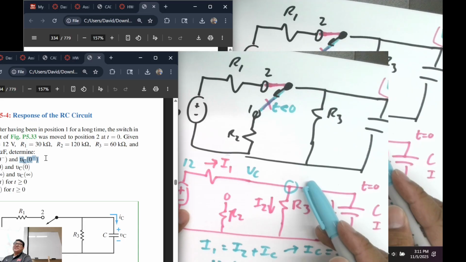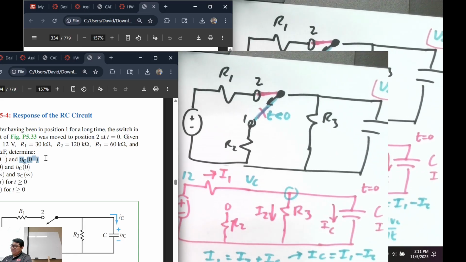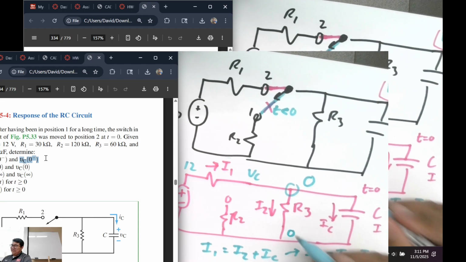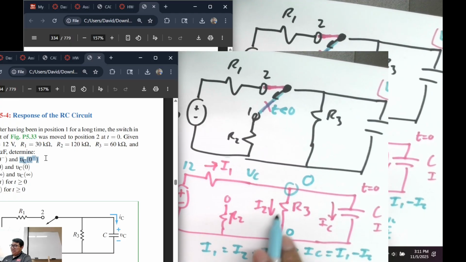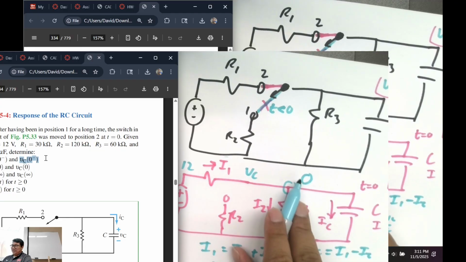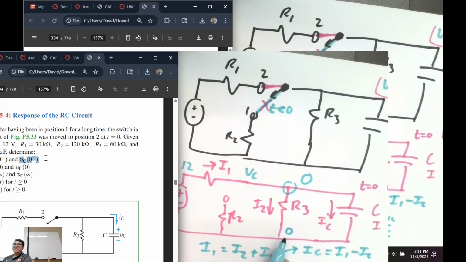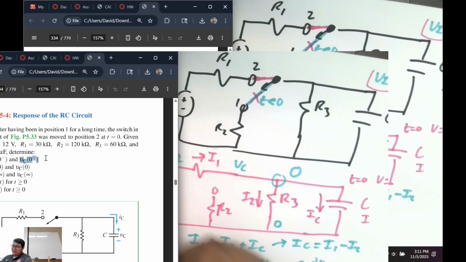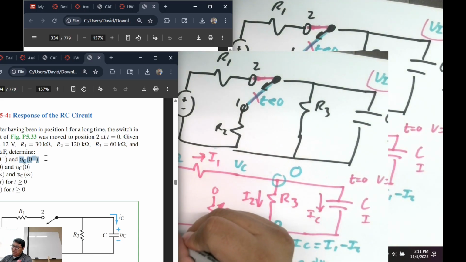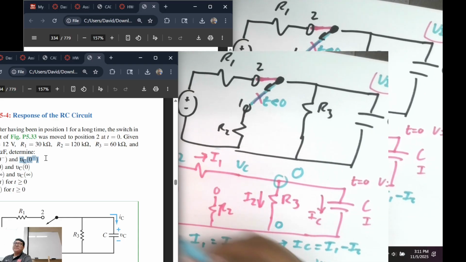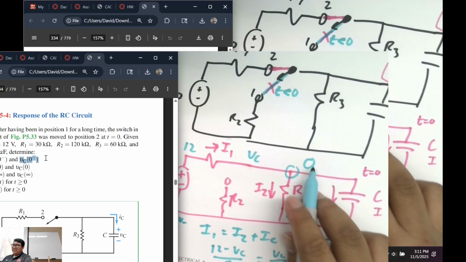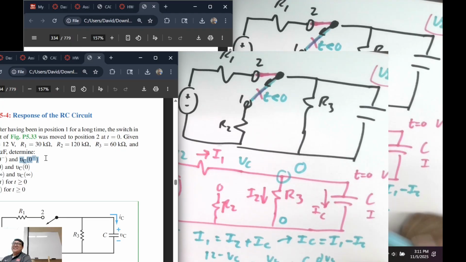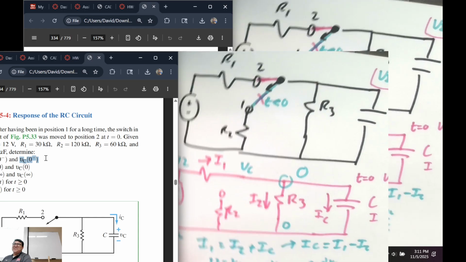The voltage here is 0, correct? Initially, right? What's the voltage over here? 0, right? So what's the current in here? 0 and 0, right? So let me show you this. I2 is equal to whatever this right here is, V plus minus V minus over R3, right? But V plus is 0 and V minus is 0, right? So what's the current? I2 is equal to 0, correct?